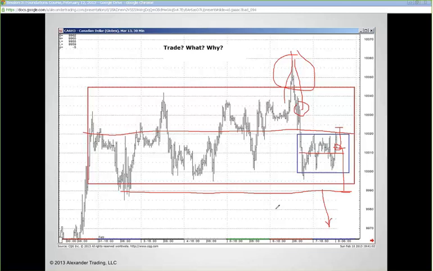Market condition, this is a good question, Michael. Market condition and market structure. Market structure is a function of market condition. There are actually overlapping market conditions in here, okay?